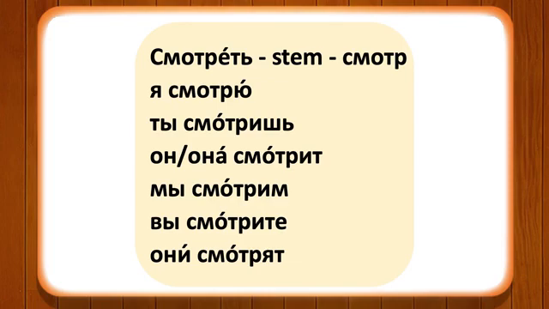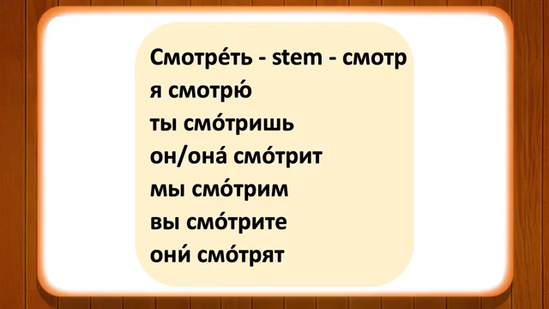Smatriech means to look. So ya smatriu, it means I look or I am looking. Ty смотришь, it means you are looking or you look. On смотрит, he is looking or he looks. Она смотрит, she is looking or she looks. Мы смотрим, it means we are looking or we look. Вы смотрите, you are looking or you look. Они смотрят, it means they are looking or they look.